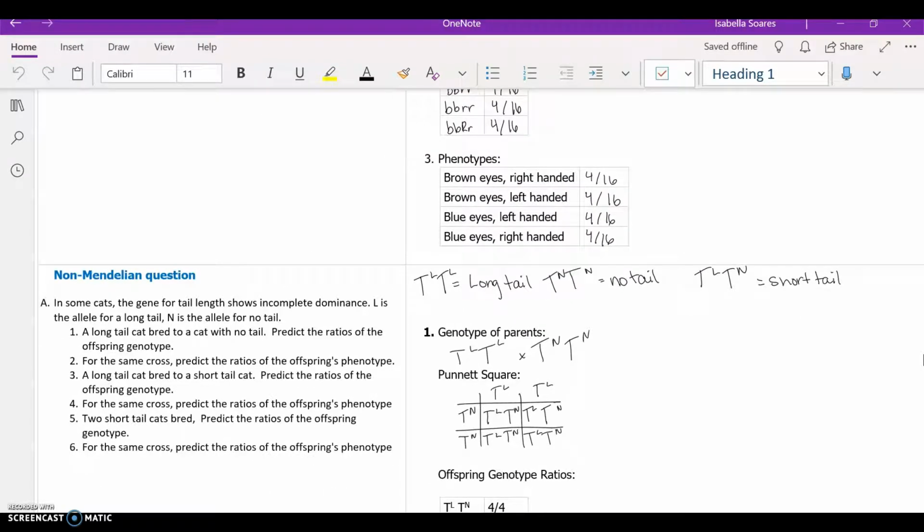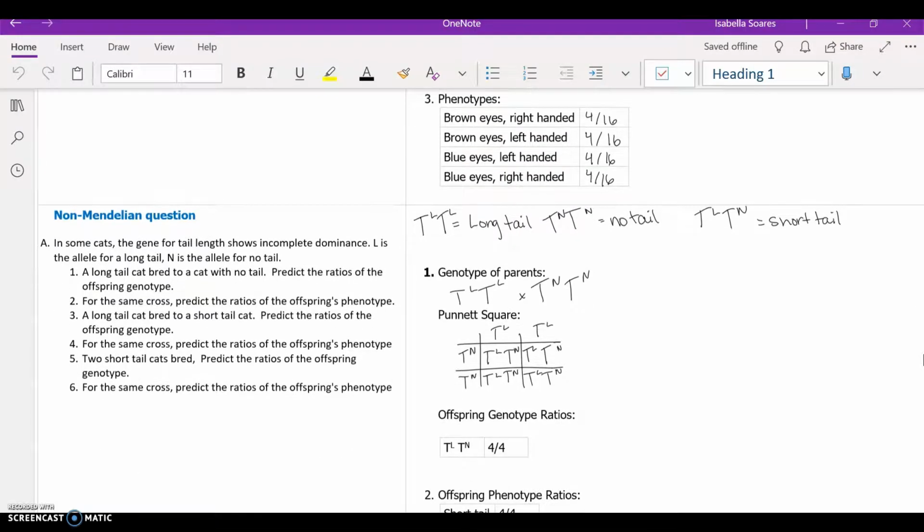A long-tailed cat is bred to a cat with no tail. Predict the ratios of the offspring genotype. The genotype of the parents, as we can see under number 1, is capital T, capital L, capital T, capital L for the long-tailed cat, and capital T, capital N, capital T, capital N for the no-tail cat.